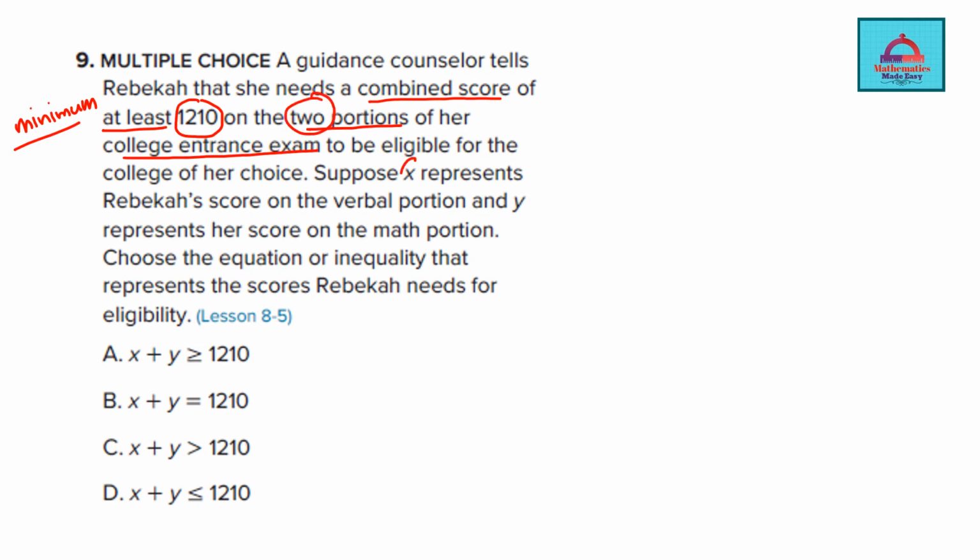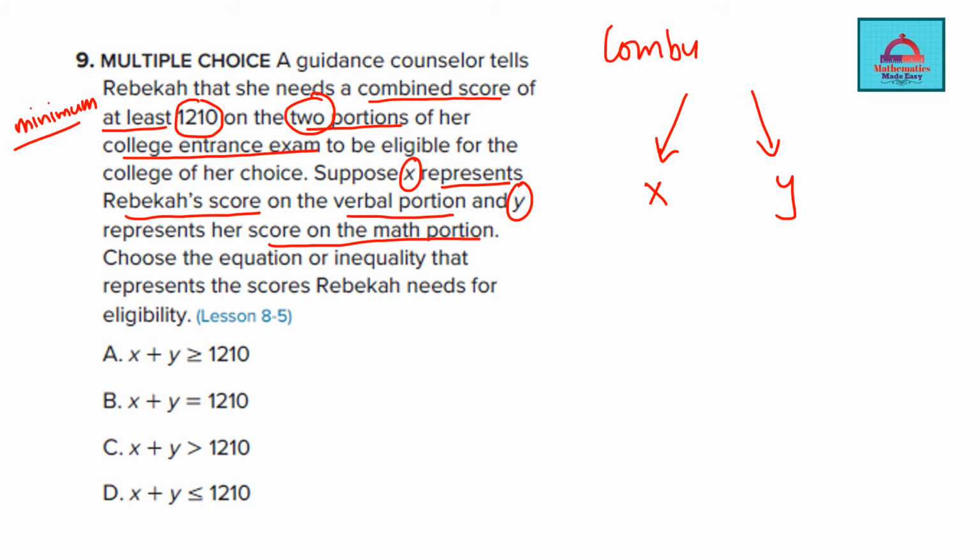Let's see. X here is representing her score, the score of this girl Rebecca on the verbal portion, and Y is representing her score on the math portion. So there are two criteria for admission. Let's write X and Y, and the combined score is important. If I'm looking at combined score, then definitely combined means addition. So we are looking at X plus Y.